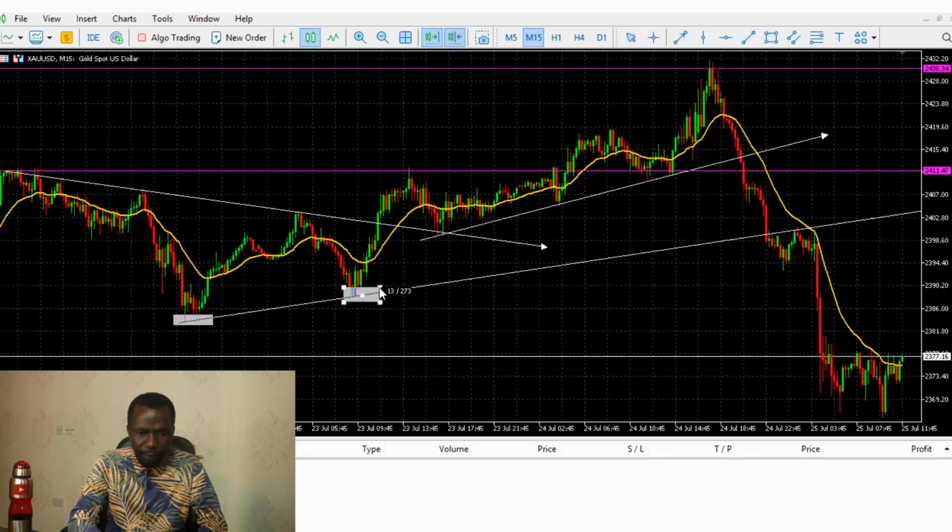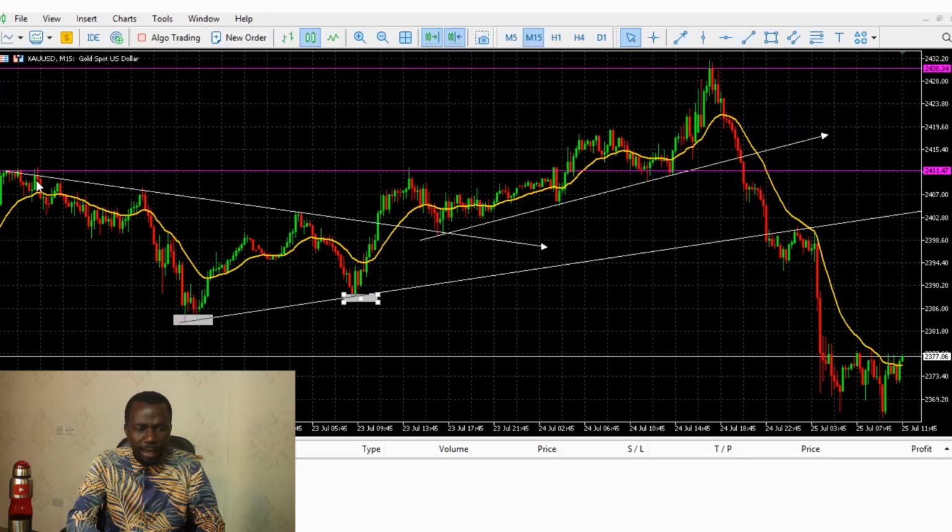So previously the market was making lower low and lower high, right? Lower low and lower high, lower low and lower high, lower low and lower high. So from here the market now begins to make higher high and higher low, right? From here you can clearly see that the trend of the market has changed.